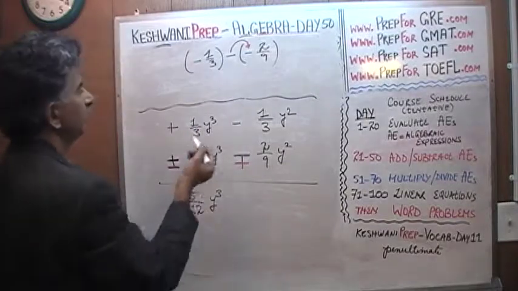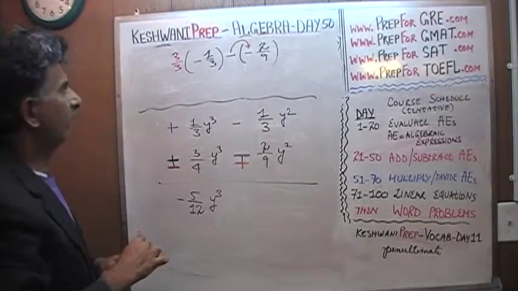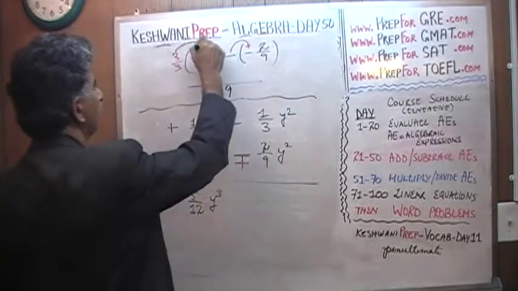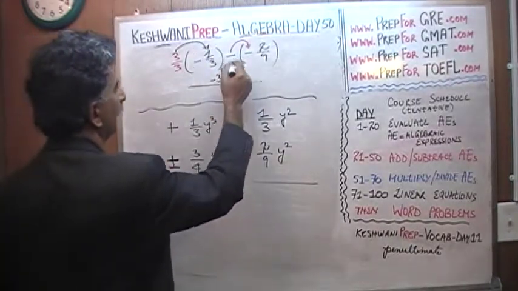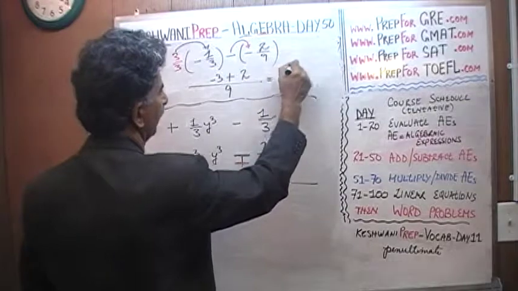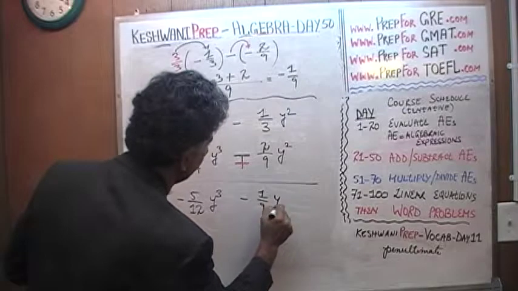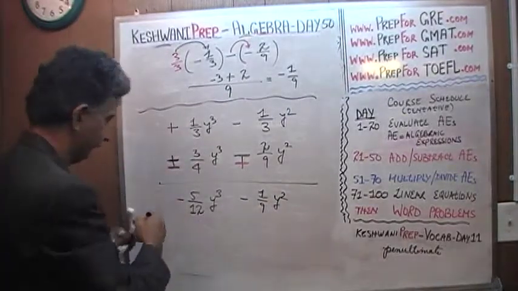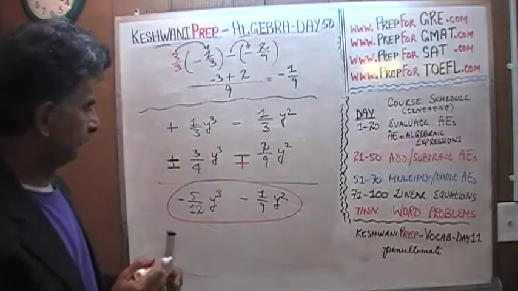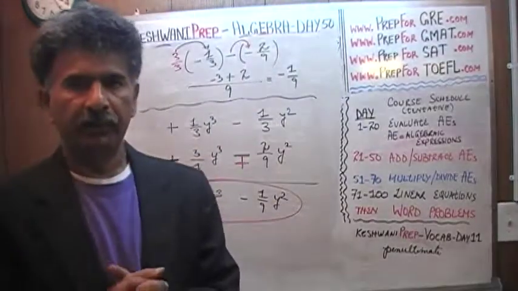We need the common denominator. This is 9, this is 3. Let's multiply this top and bottom by 3. So we have the common denominator of 9 now. And this is just 3 times 1, which is negative 3, because it's a negative here. And negative times negative is positive, and that's 2. Negative 3 and a positive 2 gives us negative 1. So it's just negative 1/9 y squared. That's it. That's our answer. Negative 1/9 y squared.